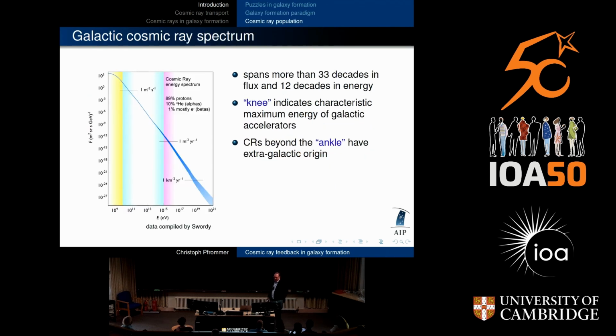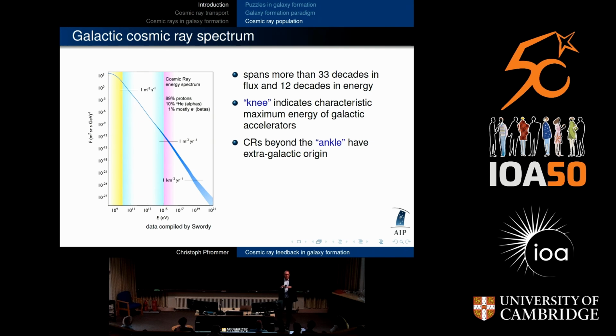Now, what are cosmic rays? Well, cosmic rays are a non-thermal population of particles spanning a wide range of energies, 12 decades in energy and 33 decades in flux. And we basically see there's a beautiful power law with two features. There's the knee, where the spectrum steepens a little bit, and there's the ankle, where it flattens a little bit.